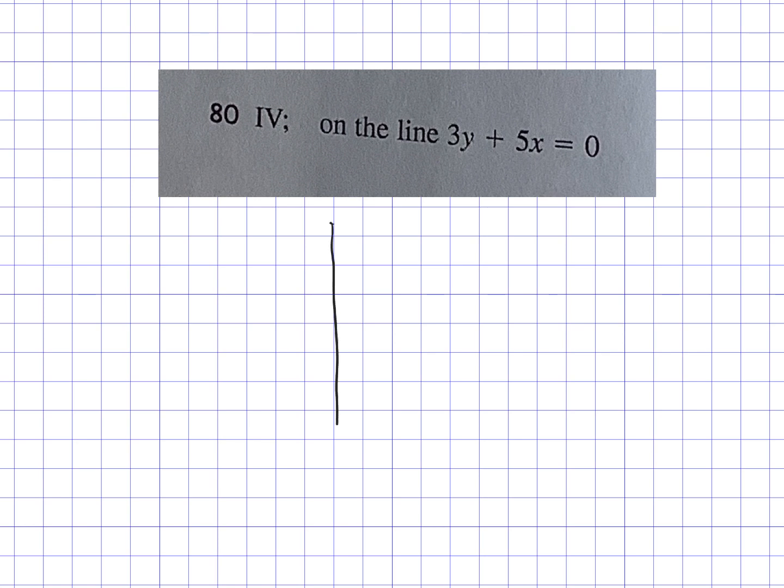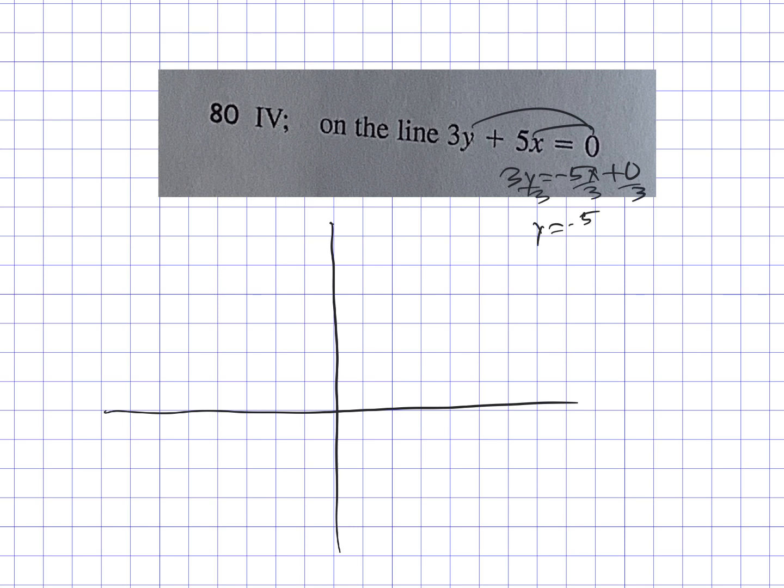Fourth quadrant. So let's solve for y. Oops, sorry, let's move that over. 3y equals -5x plus 0 divided by 3. So y equals -5/3 x plus 0. So we go down 5. 1, 2, 3, 4, 5. Goes through at 0. And over 3. 1, 2, 3. Gosh, this is so backwards. Yeah, rise over run. Down 5 and over 3. All right, and we're in the fourth quadrant, so this is where it's at.